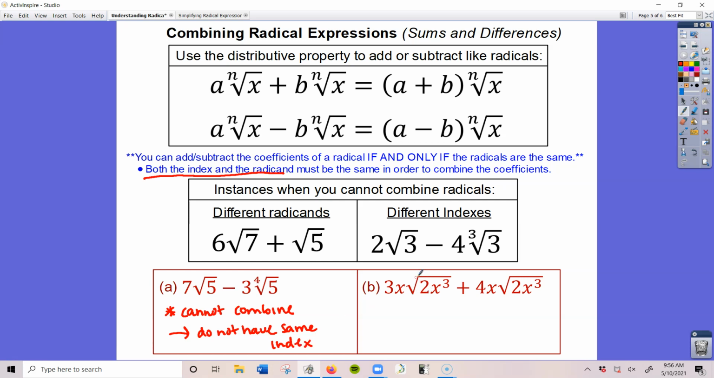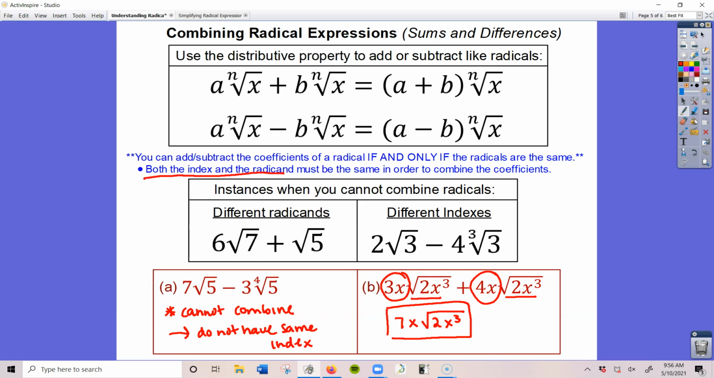Now let's look at this one. We have 3x times the square root of 2x to the third plus 4x times the square root of 2x to the third. These square roots are both identical, same index, same radicand. So what we do is we combine the numbers on the outside. This is plus, so 3x plus 4x is 7x. And then you just attach the radical. So square root of 2x to the third. So this would be my answer.